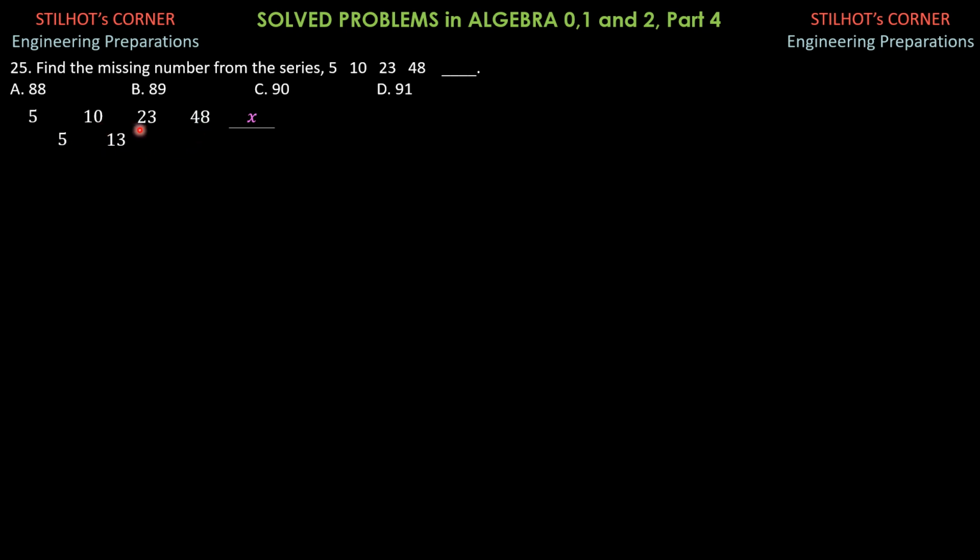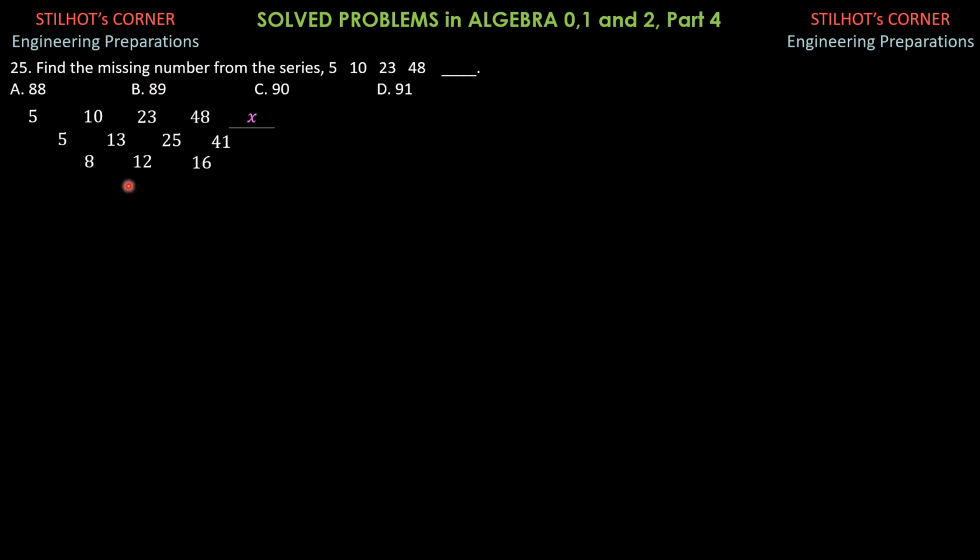48 minus 23 is 25. Then we do not know the difference here yet, but let's study the difference. So the difference further here is 8. This one is 25, 12. So the difference is 4. So we suspect that 12 plus 4 is 16. This may be 16, or it should be 16. Then 25 plus 16 is 41. And 48 plus 41 equals x, which is 89, which is B.